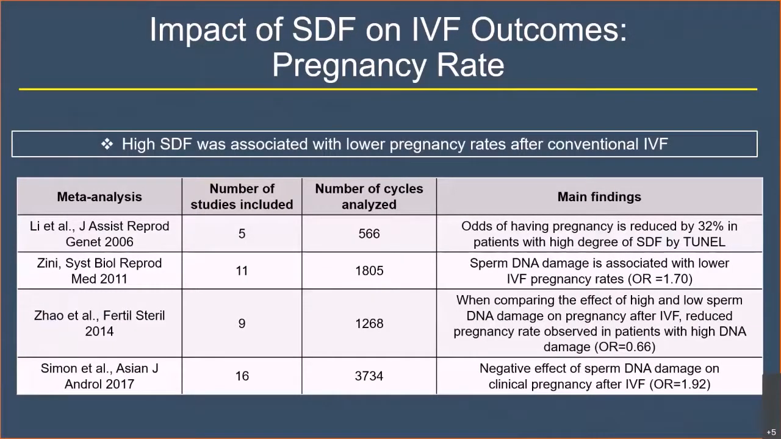When IVF, in vitro fertilization, was performed, 4 different meta-analyses reported an association of high levels of SDF and lower pregnancy rates. In this table, I summarized the main findings from these 4 meta-analyses, also reporting the number of studies included, the number of cycles analyzed, and the main findings. All 4 agree in reporting this negative association with the pregnancy rate when in vitro fertilization was performed.